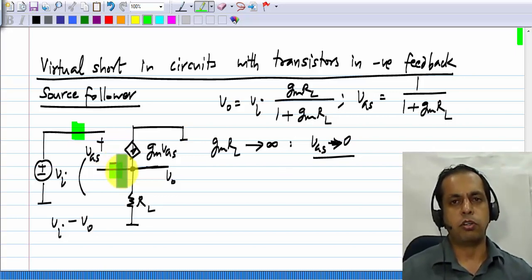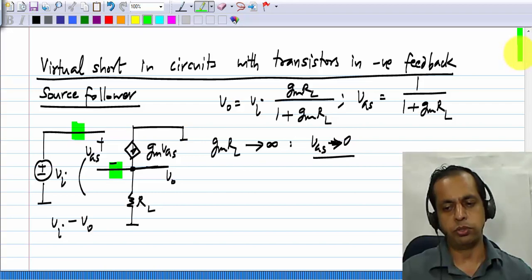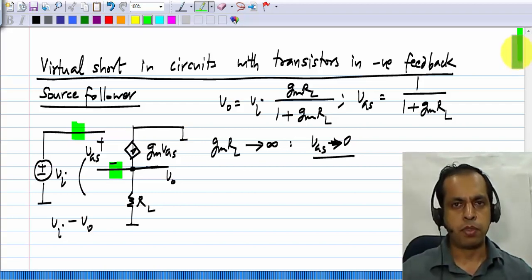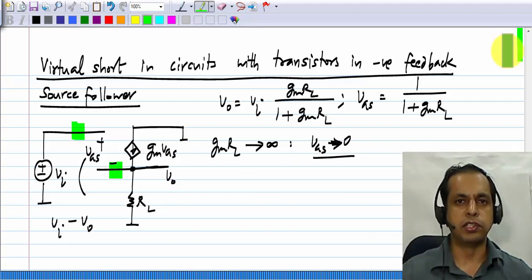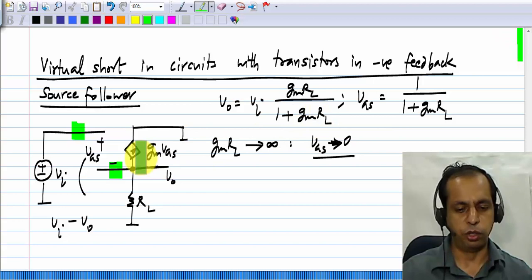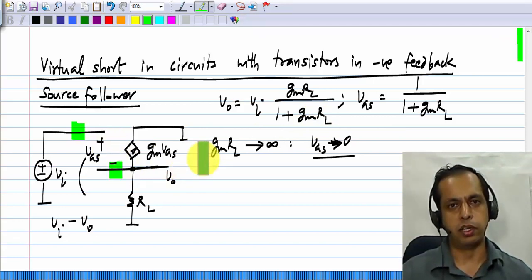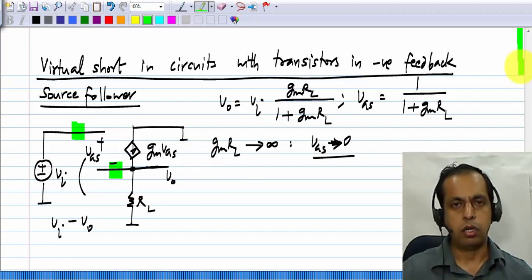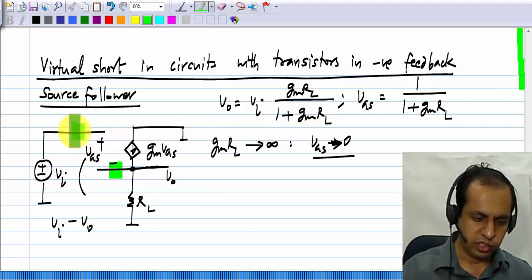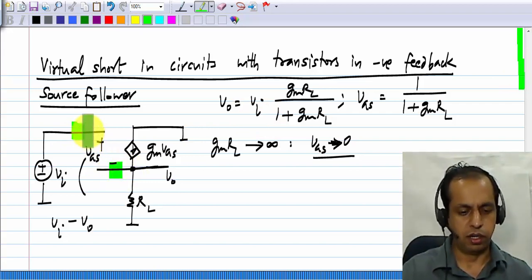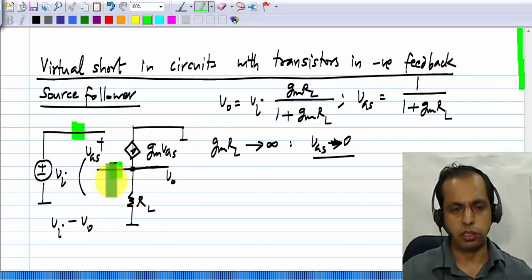It's normally not thought of like this. You talk about virtual shorts only in op amps. That's because the value of A0 that you can get in op amps is very large, in the many thousands at least, whereas the value of gmRL you may get with transistor circuits is not so high. It may be modest, more like 20 or 30. But it is still true that if gmRL does tend to infinity, these two nodes will have the same voltage and the gate becomes virtually shorted to the source.